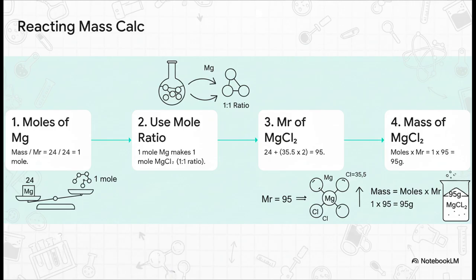Step 2. Use the ratio from the equation. The equation shows a 1-to-1 ratio between Mg and MgCl2. So 1 mole of Mg makes 1 mole of MgCl2. Step 3. Find the Mr of the thing you want to know about. For MgCl2, that's 95. And finally, step 4. Turn those moles back into a mass. 1 mole times 95 gives us our answer, 95 grams. It's a system, and it works every time.